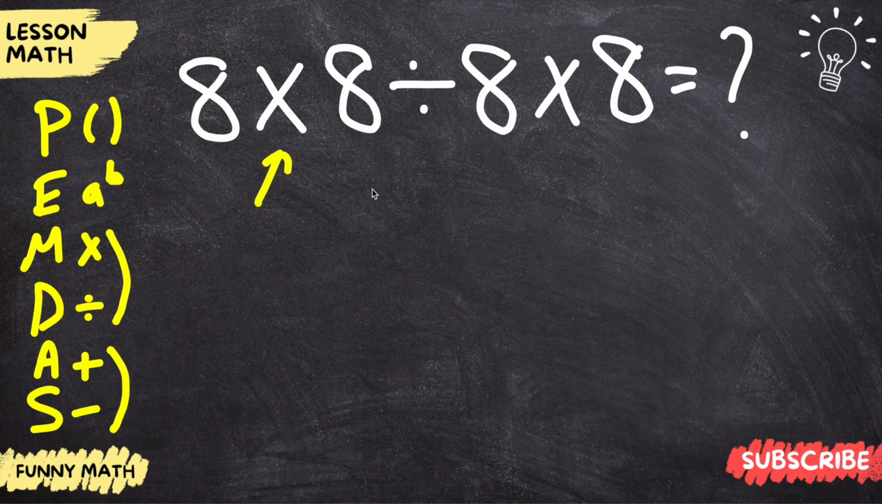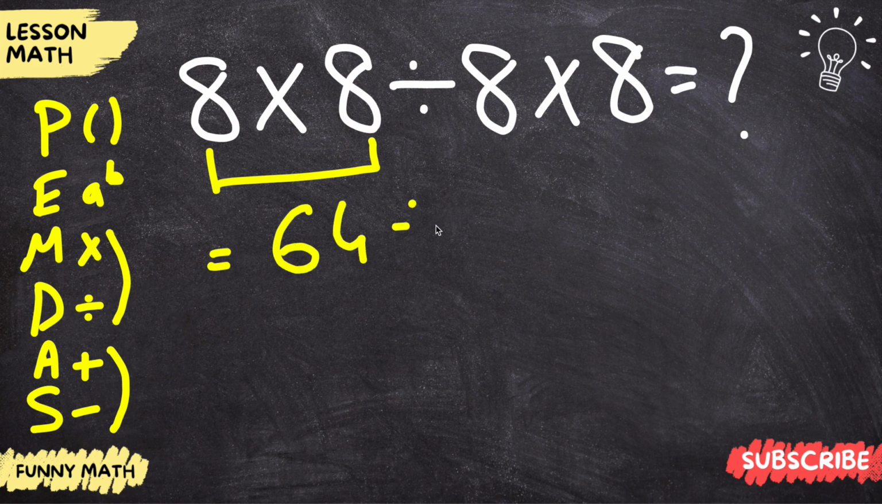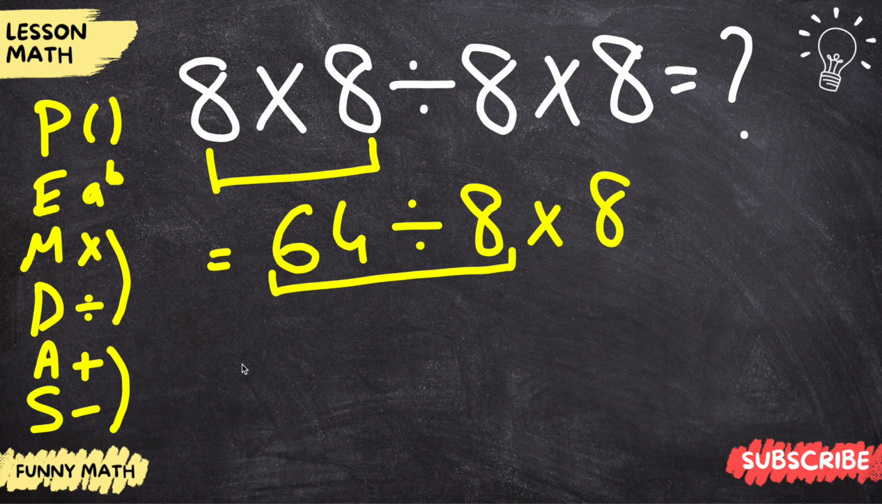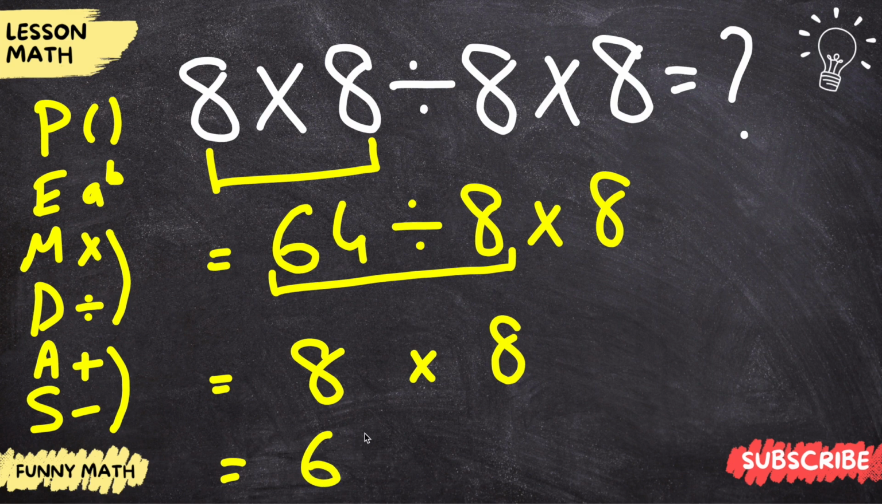First, let's look at our operations. There are multiplication, division, and multiplication operations. Therefore, we'll solve from the beginning. 8 times 8 equals 64. Then, 64 divided by 8 equals 8. In our final operation, 8 times 8 equals 64.